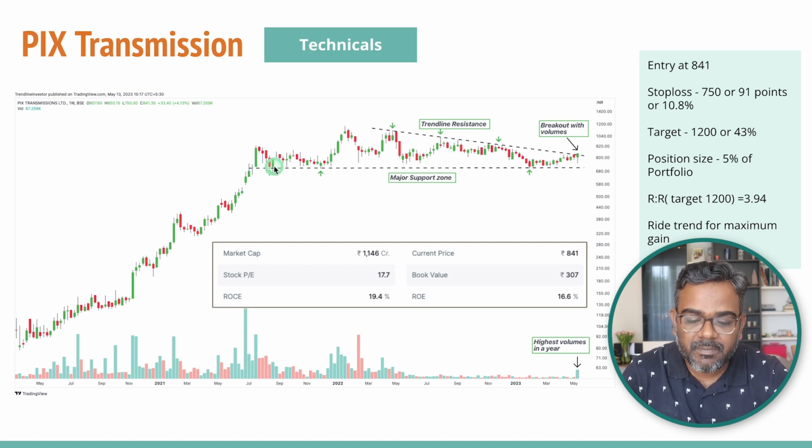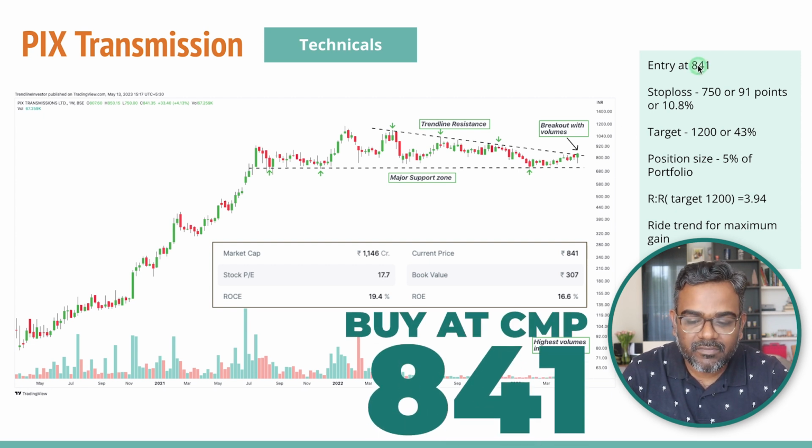So anyways, this is also a major support zone. We have reversed here very strongly. Again, a very small company, 1,100 crores, PE 17, ROC 19. I think this company might give some decent returns, if not a multi-bagger, at least 30-40% returns in the next few months, right? So you can buy the stock at the current market price, which is 840 levels.